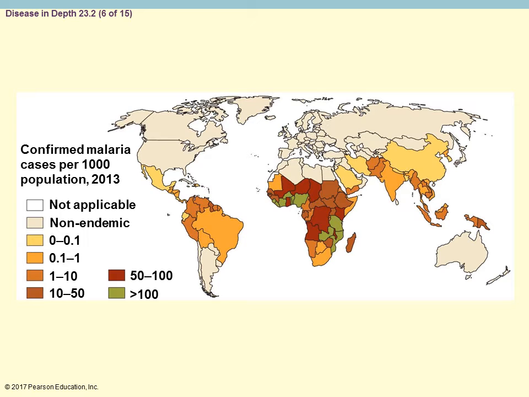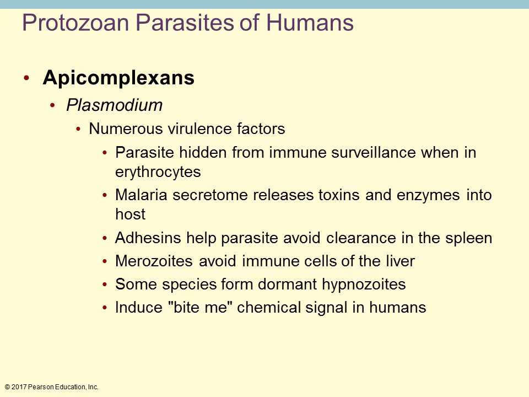One thing I just want to point out is look at the number of cases that are seen on the African continent. That will come up in just a little bit again. So what happens when Plasmodium infection causes malaria does secrete various toxins and enzymes in the host. The parasite itself can produce or has adhesins which helps it to stick to cells within the spleen, and that makes it more difficult to completely clear it out.